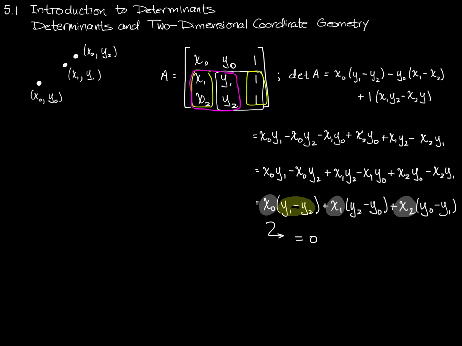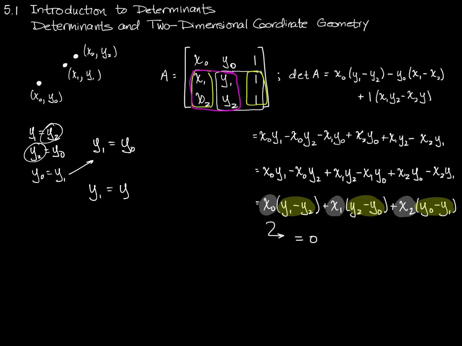Another way that this expression could add up to 0 is if all 3 of these expressions were 0. If that were true, then I would have y1 equal to y2, y2 equal to y0, and y0 equal to y1. If y1 is equal to y2 and y2 is equal to y0, then that means y1 is equal to y0. Well, I already have that here as well. In other words, y1 equals y2 equals y0. All three of those are the same number.